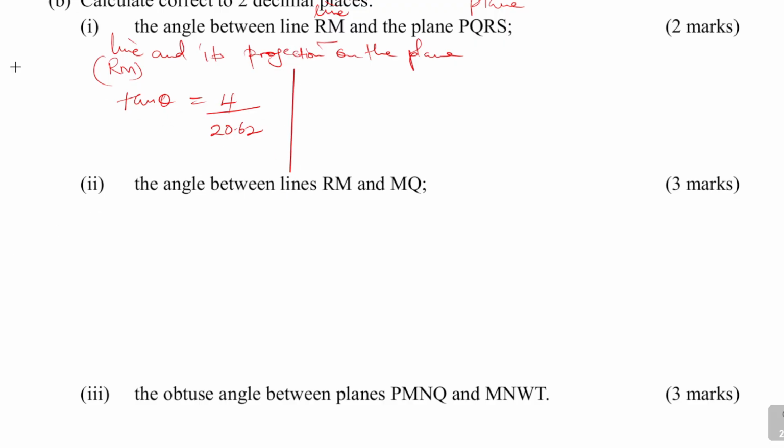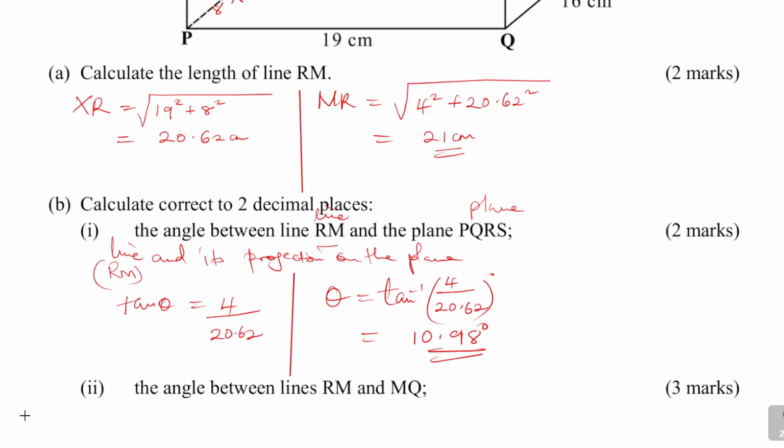So how do you get that angle? You get the tan inverse of both sides. Tan inverse of tan of theta will give theta. Then we get the tan inverse of 4 divided by 20.62. When you get the tan inverse of that, that will give 10.98 degrees. That is correct to 2 decimal places.